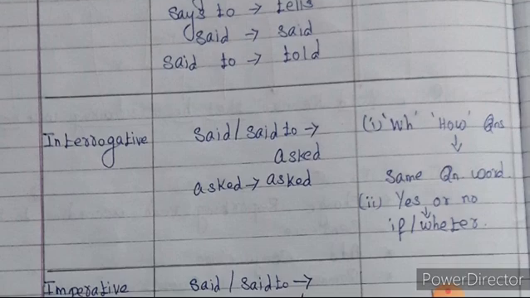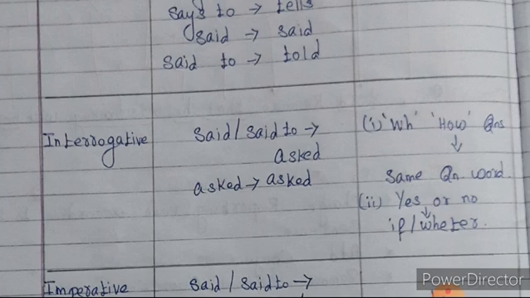Look at the next, the interrogative. The interrogative ends with a question mark and begins with a question word, you can say. Interrogative means the other word is question. Here in the direct speech, the reporting verb will be mentioned as said or said to.